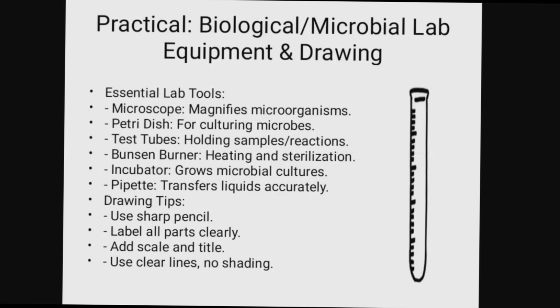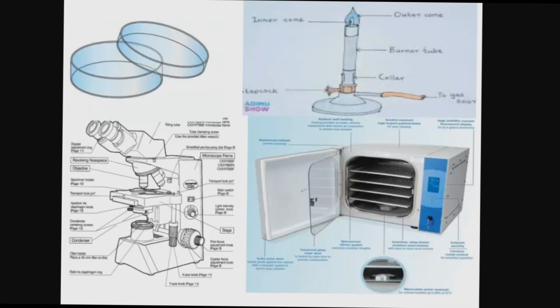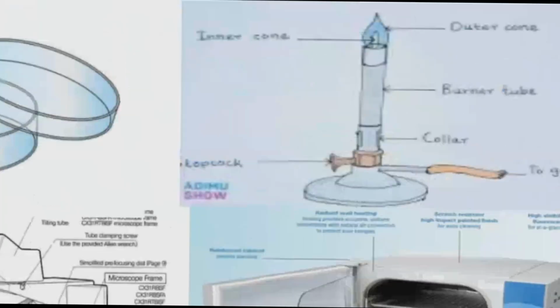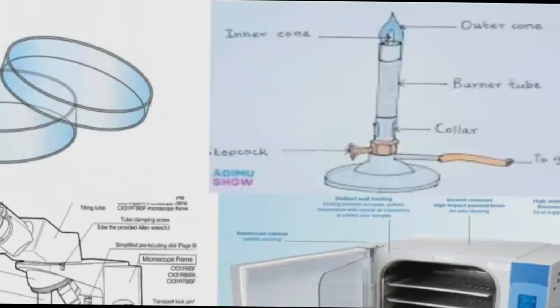Next is the Bunsen burner. I think I have a picture of it as well. I believe most of us have seen this equipment before. It's just a very simple something. The Bunsen burner is used to provide flames for sterilization or for heating.